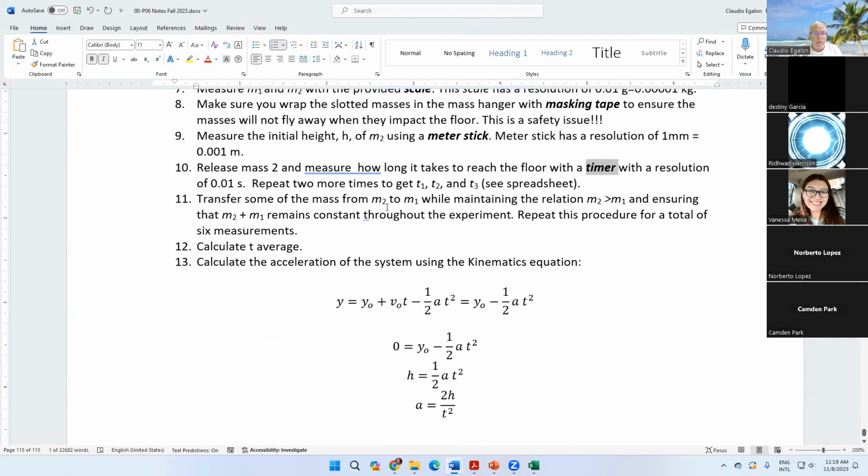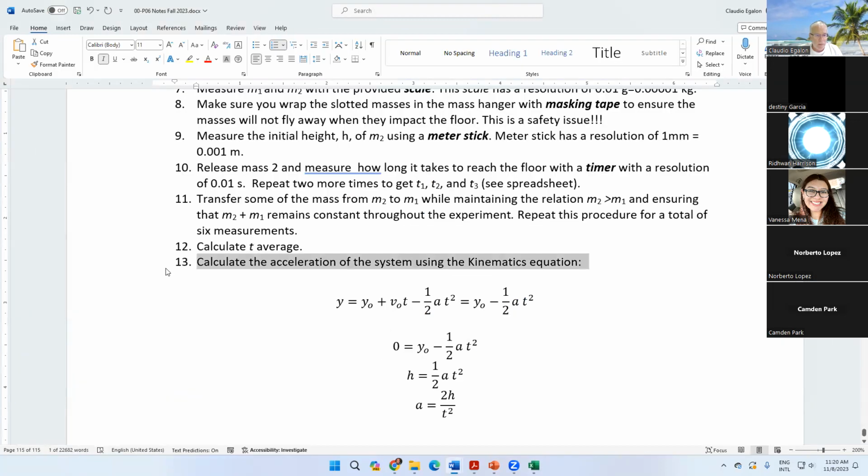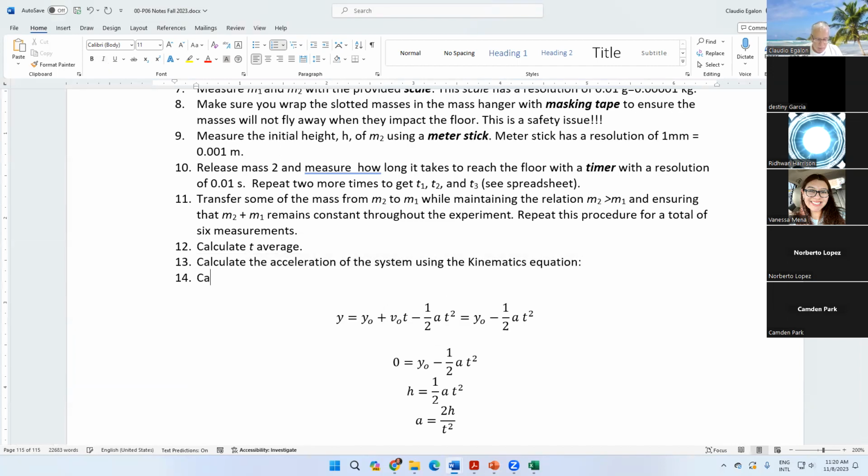Transfer some of the mass M2 to M1 while maintaining the relation and ensuring, right? Repeat for a total of 6. Calculate the average. Calculate the acceleration of the system using the kinematic equation. Oh, and also calculate M2 minus M1. There's a reason for that.